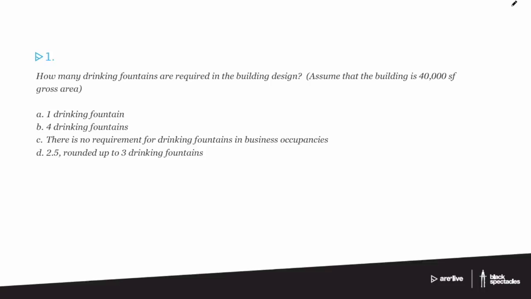Okay, so here's our first question. We're going to look at the first question, and then I'm going to jump to the tab information, and we'll go through that for a second, and then we'll come back and actually start really trying to answer this question. So the first question is: how many drinking fountains are required in the building design? Assume that the building is 40,000 square feet gross area. Well, right away you realize, wait, I don't even know what we're talking about here. I need to go look at the information that they've sent so that we can figure out what to do next. So let's take a look at that.